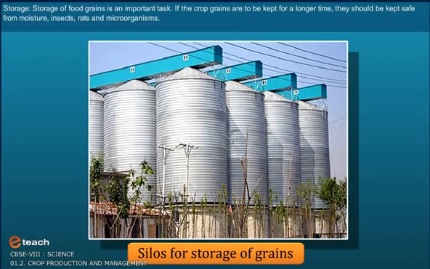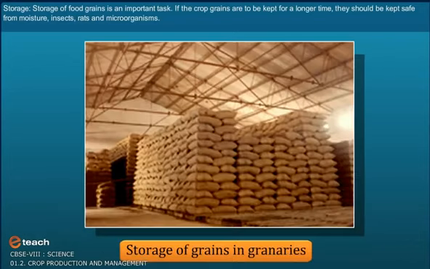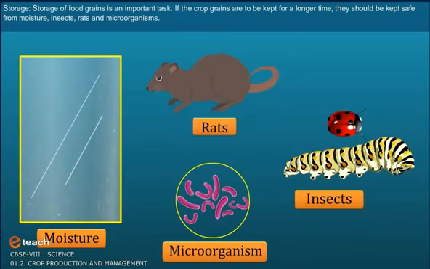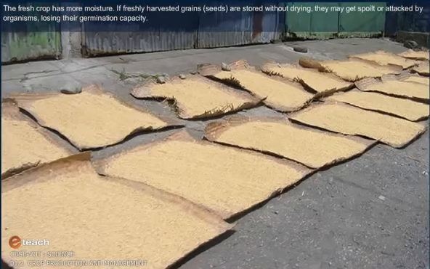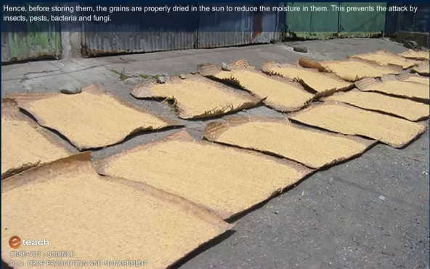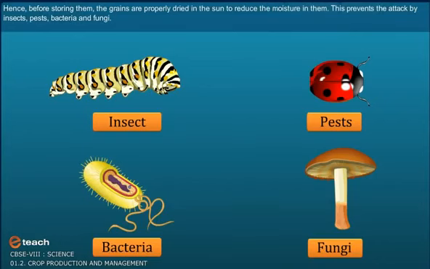Storage. Storage of food grains is an important task. If the crop grains are to be kept for a longer time, they should be saved from moisture, insects, rats and microorganisms. The fresh crop has more moisture. If freshly harvested grain seeds are stored without drying, they may get spoiled or attacked by organisms, losing their germination capacity. Hence, before storing them, the grains are properly dried in the sun to reduce the moisture in them.